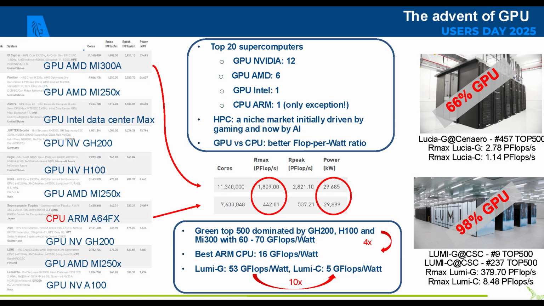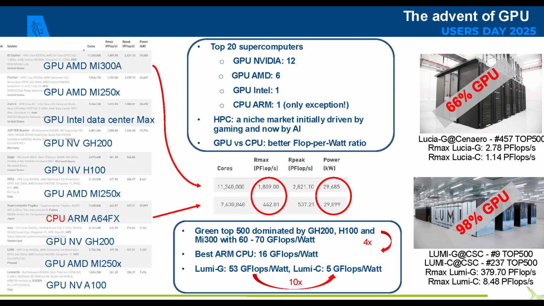All right, next step, the advent of GPU. Five minutes already, wow. That's going to be hard. So if you look at the top 20 supercomputers, basically there is only one that is still based on CPU. All others are based on GPU for a simple reason: they have a better flop per watt ratio.